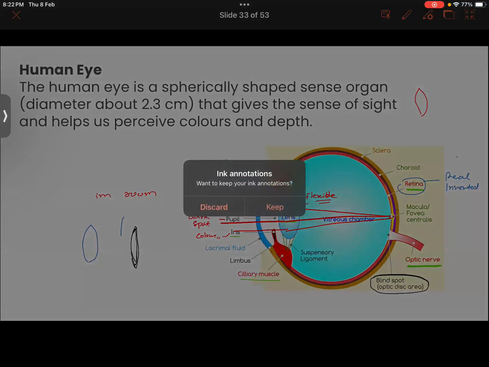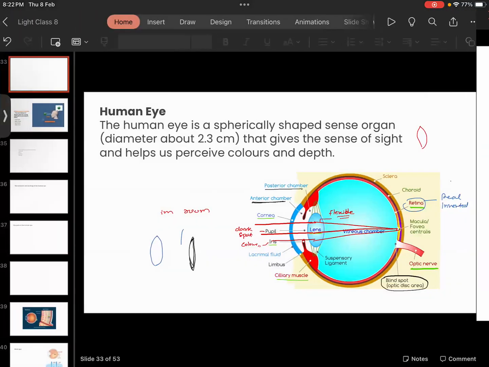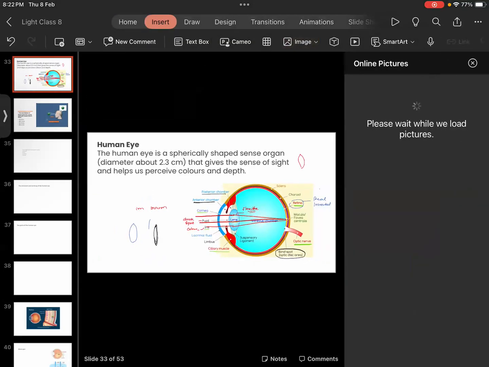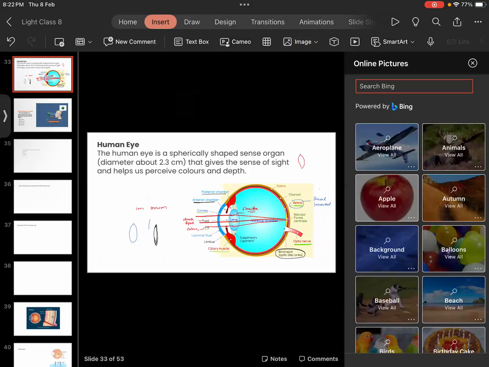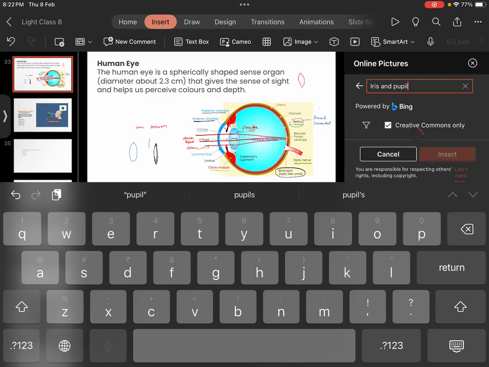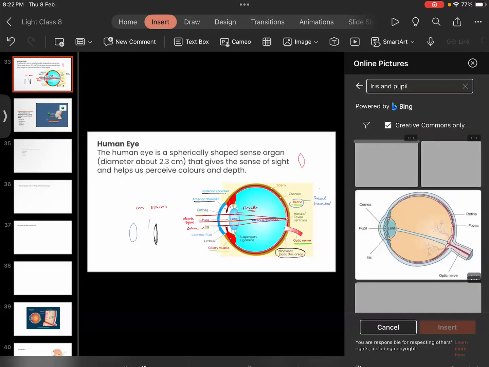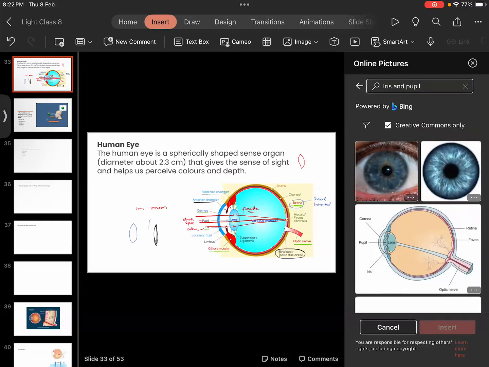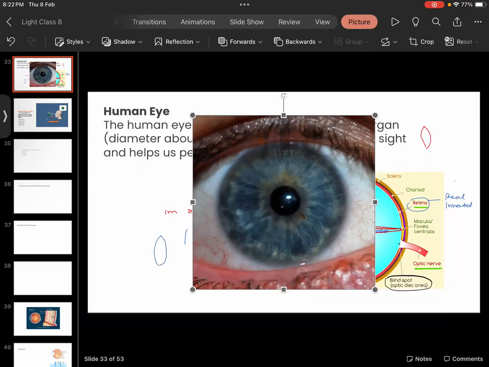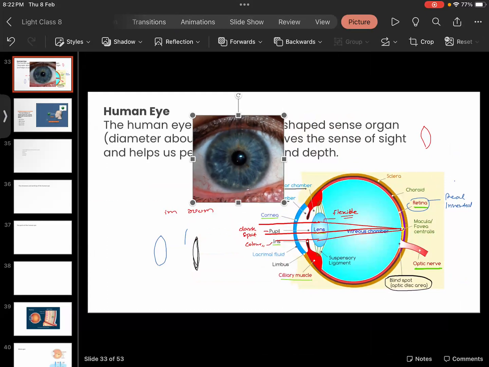Just 1 minute. Ahmed, have you got your date sheet of the exam? Yes, sir. 21st. Okay, your exam is also from 21st.